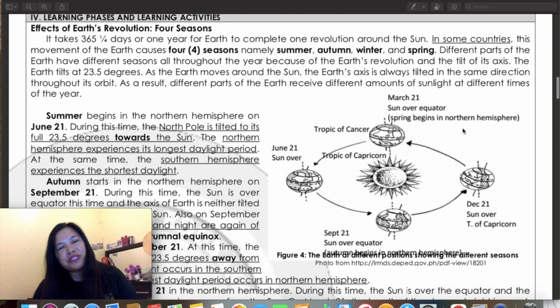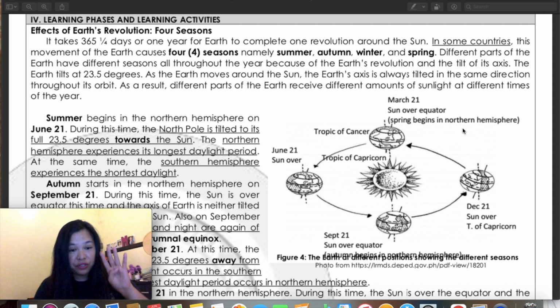So, effect of Earth's revolution is the 4 seasons. So, nangyari kasi yan, hindi lang sa Philippines kasi itong sa Earth. Yung sa some part of the Earth experiencing 4 seasons. Sa atin lang kasi dalawa, kasi nasa tapat tayo ng equator. So now, it takes 365 and 1/4 days or 1 year for Earth to complete one revolution around the Sun. So in some countries, this movement of the Earth causes 4 seasons, namely summer, autumn, winter, and spring.